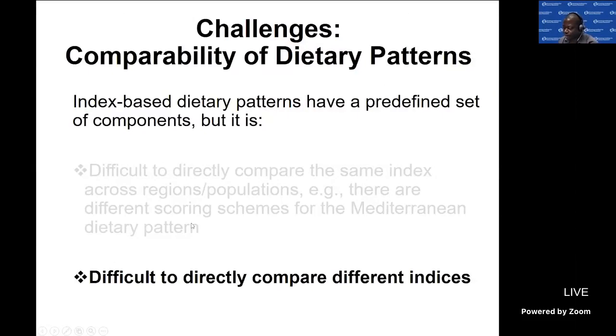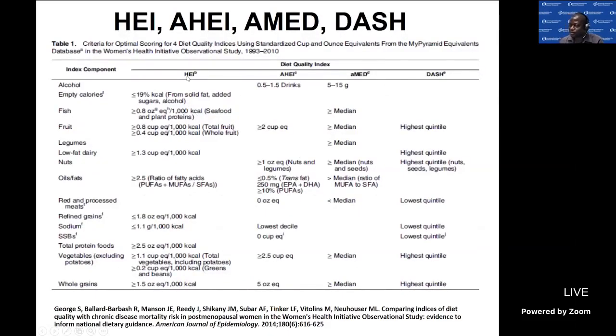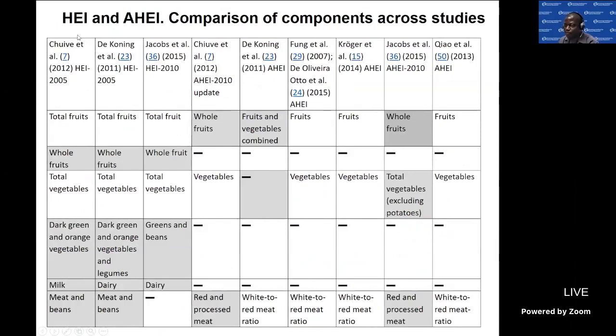And in terms of comparing across the different dietary indices, here's the healthy eating index, the alternative healthy eating index, the alternative Mediterranean dietary pattern, and the dietary approaches to stop hypertension. I like this because it was operationalized within the same study. And you can easily compare across the different indices and see that not all components are included in these four indices. And even when some of the components cut across the different indices, the cut points are not exactly the same. Looking specifically at the healthy eating index and the alternative healthy eating index, there are differences in terms of food components.